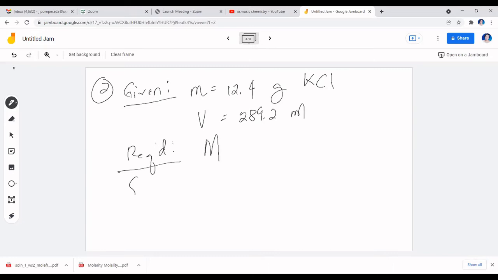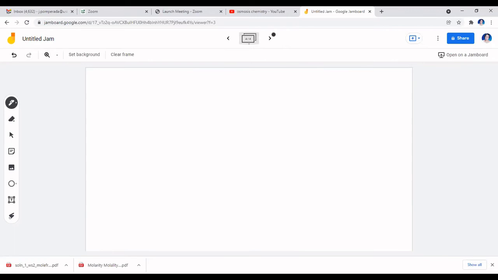So you are required for the molarity. Okay, so we start with the formula because it's asking already for molarity. So molarity is equal to the number of moles divided by the volume of the solution. Now, in order for us to get the number of moles, you need the molar mass, or the molecular weight, of potassium chloride. Can you give me the molecular weight of potassium chloride?